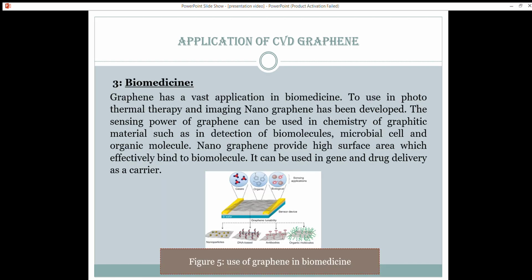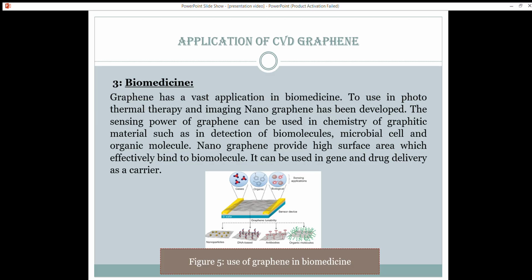On number 3, we will see application of CVD graphene in biomedicine. How we use CVD graphene in biomedicine. Graphene has a vast application in biomedicine. To use in photothermal therapy and imaging, nanographene has been developed.